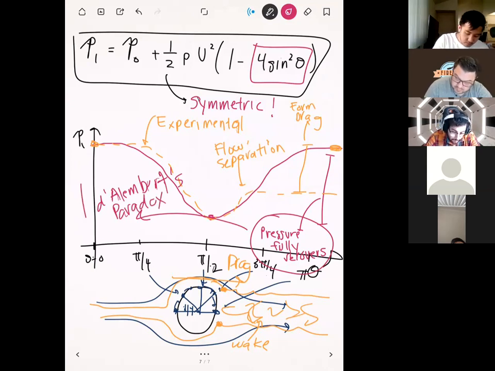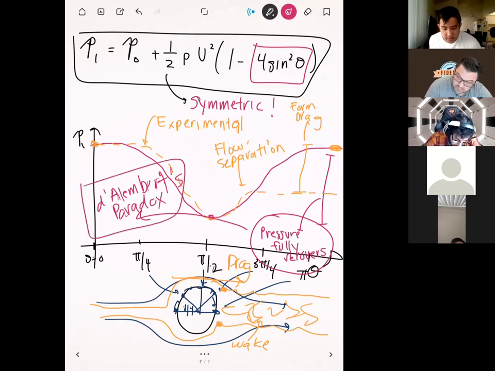D'Alembert's paradox basically states that in potential flow, when you have no viscosity, there's no drag force. It's called a paradox because it obviously does not make any sense at all, right?